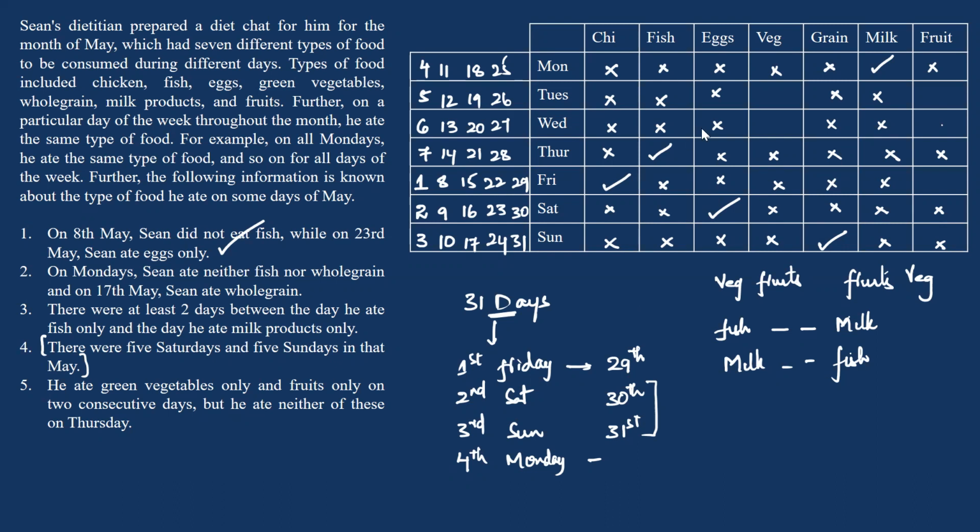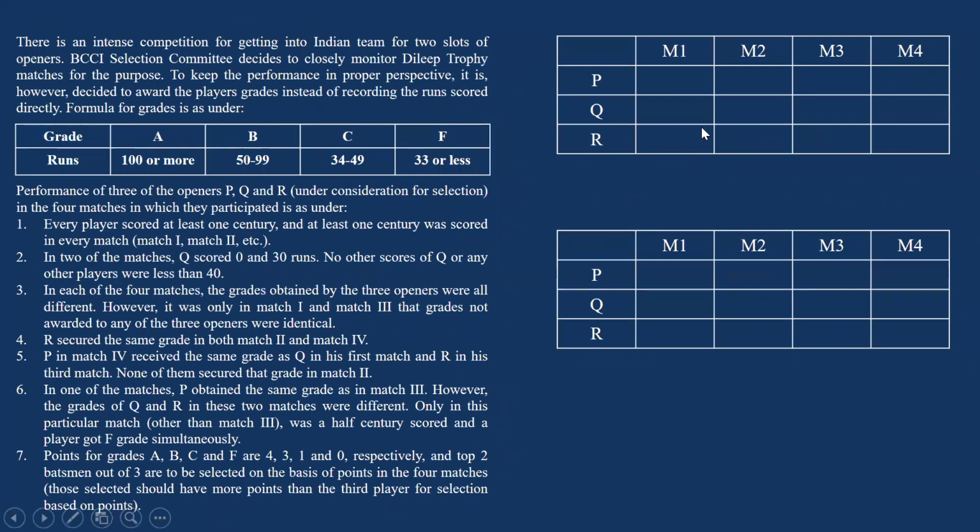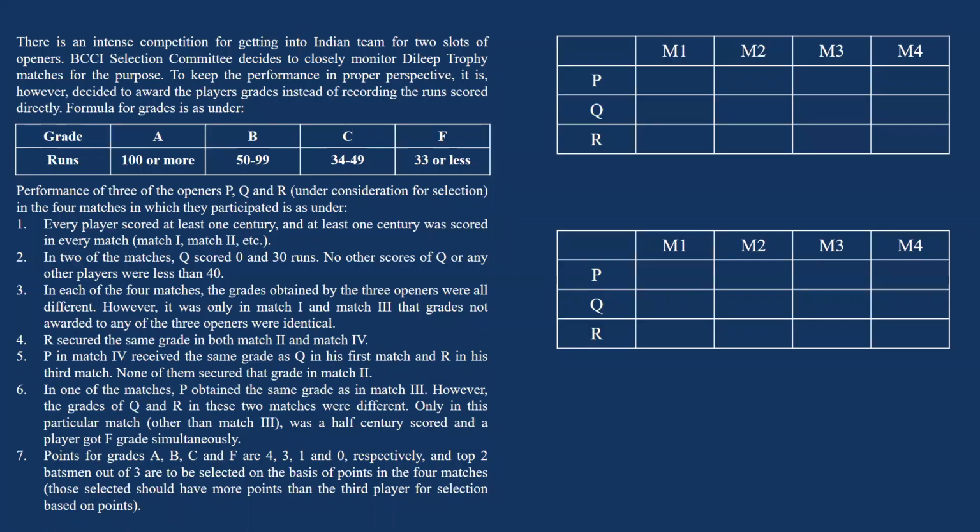Now moving ahead to the previous set. There is an intense competition for getting into an Indian team for 2 slots of openers. BCCI selection committee decides to closely monitor Dilip Trophy matches for the purpose. To keep the performance in proper perspective, it is, however, decided to award the players grades instead of recording the runs scored directly. Formula for grades is as under.